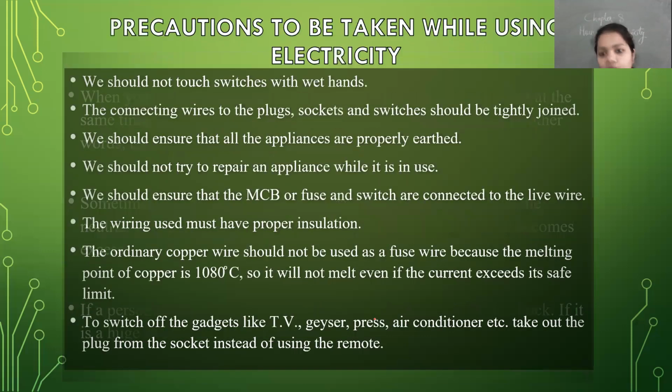Last, we will see precautions. What all precautions can be taken while using electricity? So some of this we already know, they are general. Some other points are also mentioned, like for example, do not touch with wet hands. This you already know. Some other point is this: the ordinary copper wire should not be used as a fuse wire, because the melting point of copper is this much, 1080 degrees Celsius.